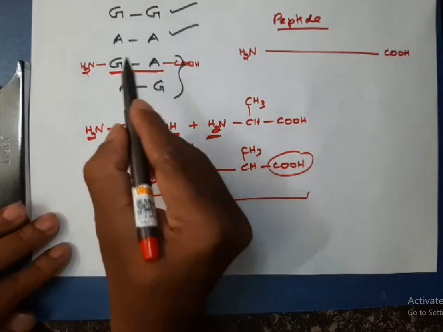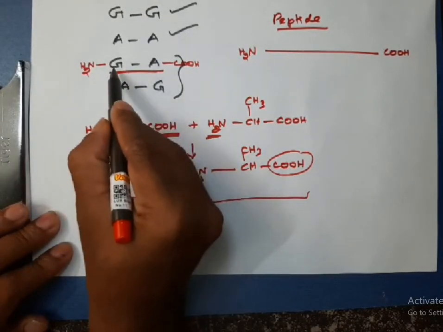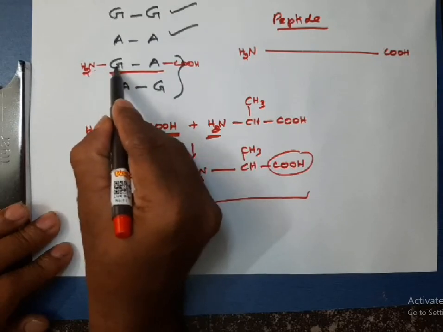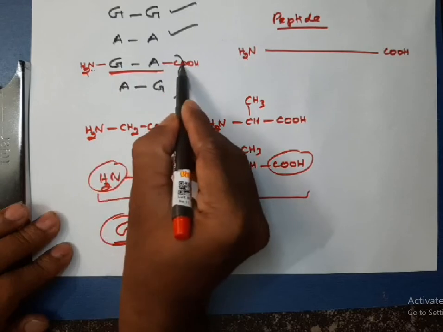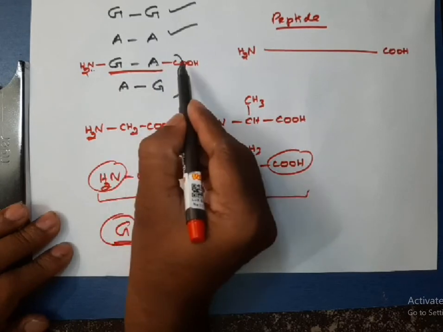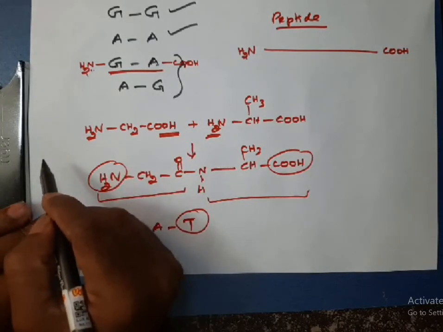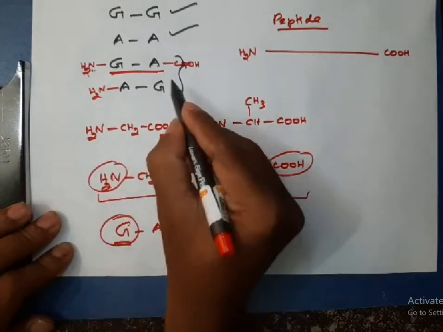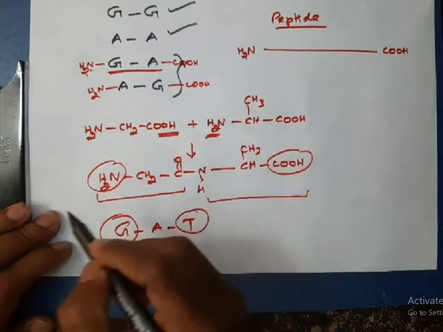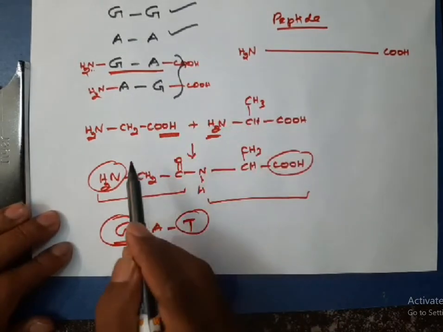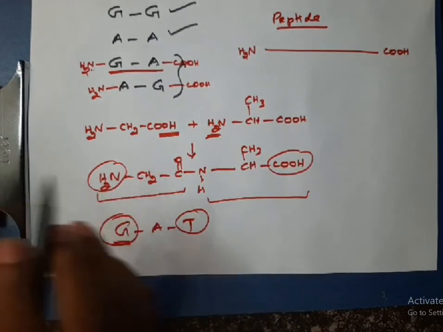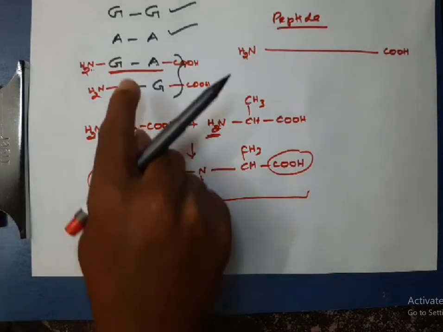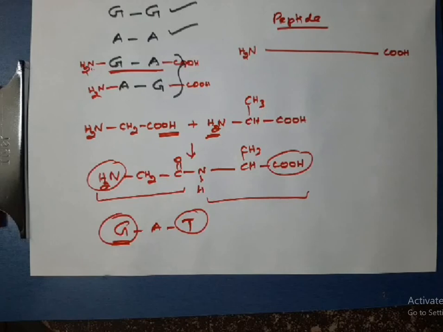Now see these two. In GA, the amino group of glycine is free. That is N-terminal. And the carboxylic acid group of alanine is free. What about AG? In AG, the amino group of alanine is free, and the carboxylic acid group of glycine is free. So these two are not the same. Are the two the same? No, they are not the same. So these letter codes are very, very important. Okay, students, is it clear?